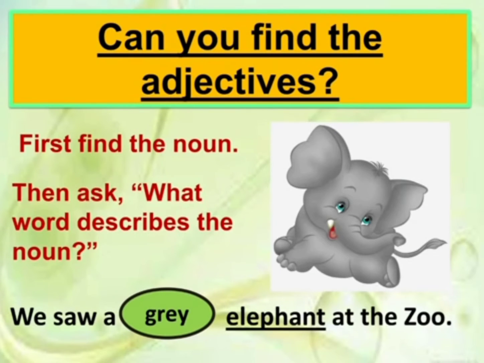Let's see some more examples. We saw a grey elephant at the zoo. So what you have to do is you have to first find the noun and then ask what word describes the noun. So here there are again 2 nouns in this sentence, elephant and zoo. But here only the noun elephant is being described. And how is the noun described? The noun elephant is being described as grey. So grey is the adjective.